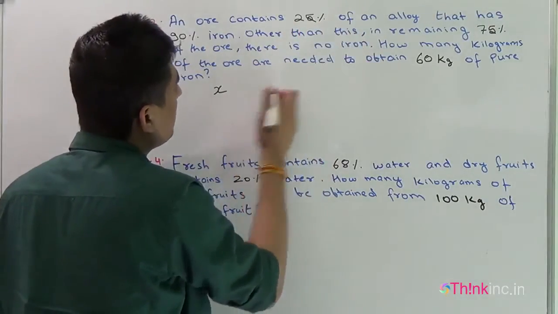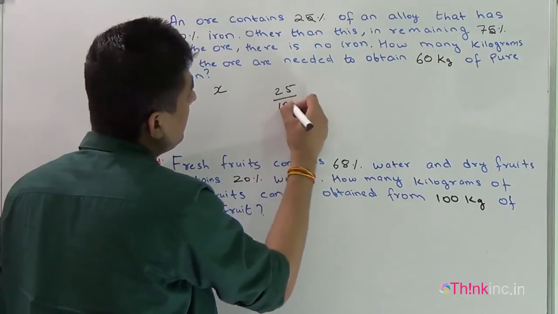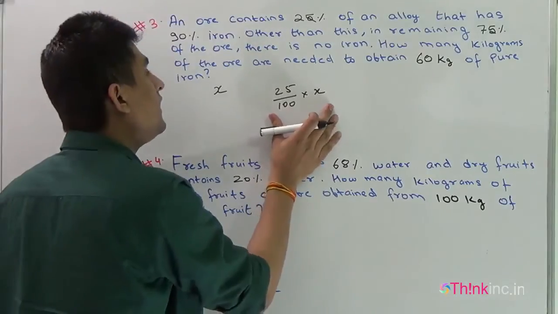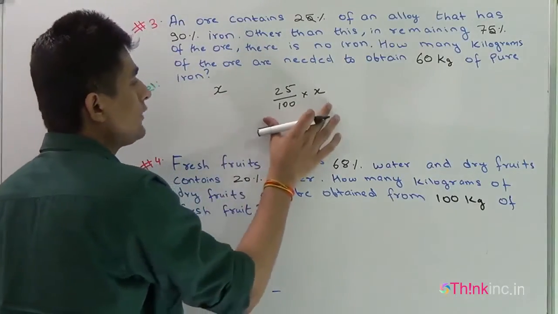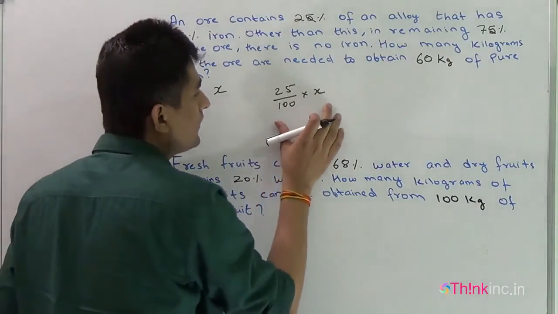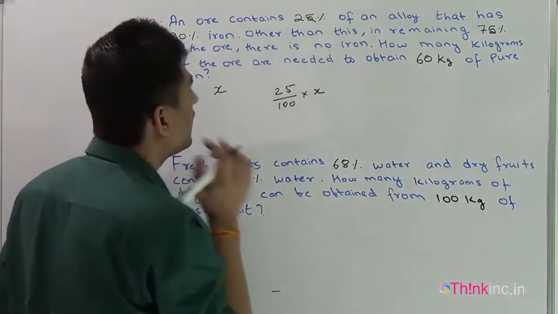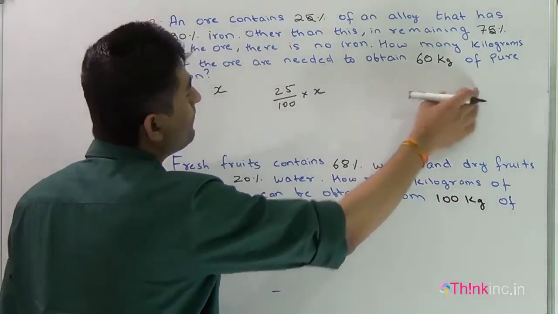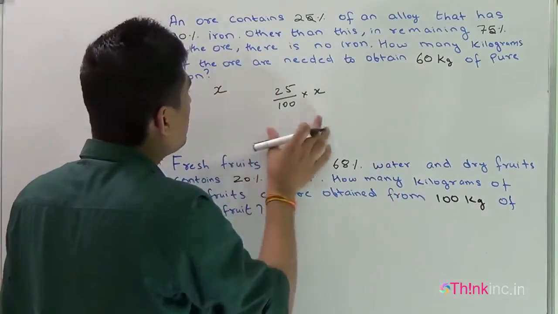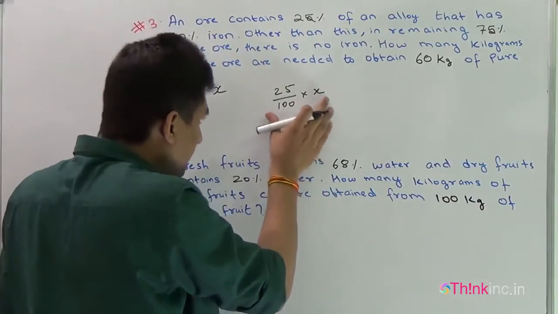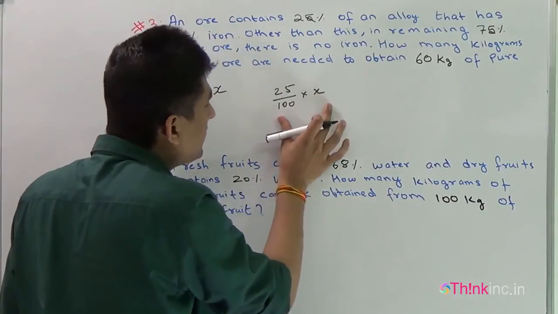That means 25% of x, 25 by 100 of x, is an alloy. This is the quantity of alloy we'll get from this ore, x quantity of ore. But we need to calculate pure iron, and we know that in the alloy there is 90% iron. That means 90% of this quantity is iron.